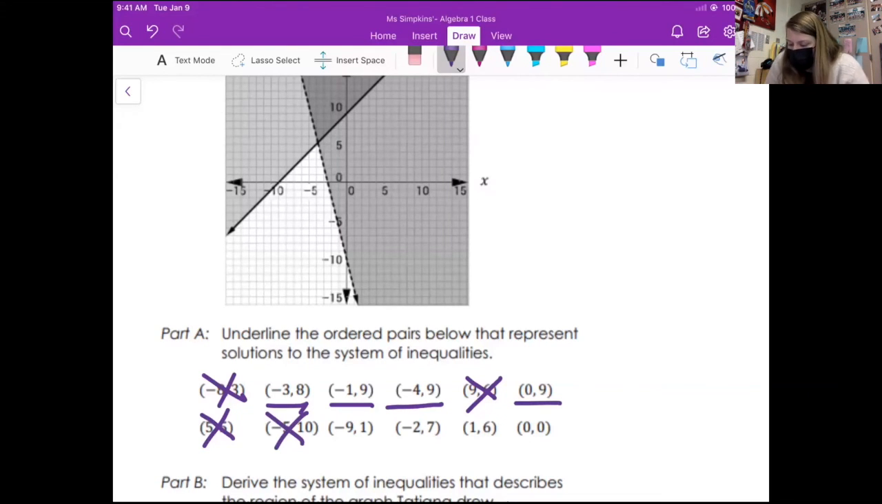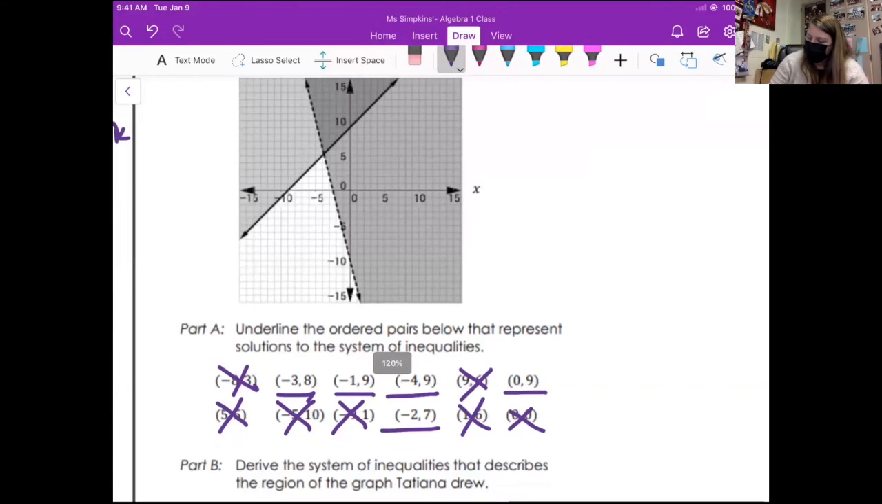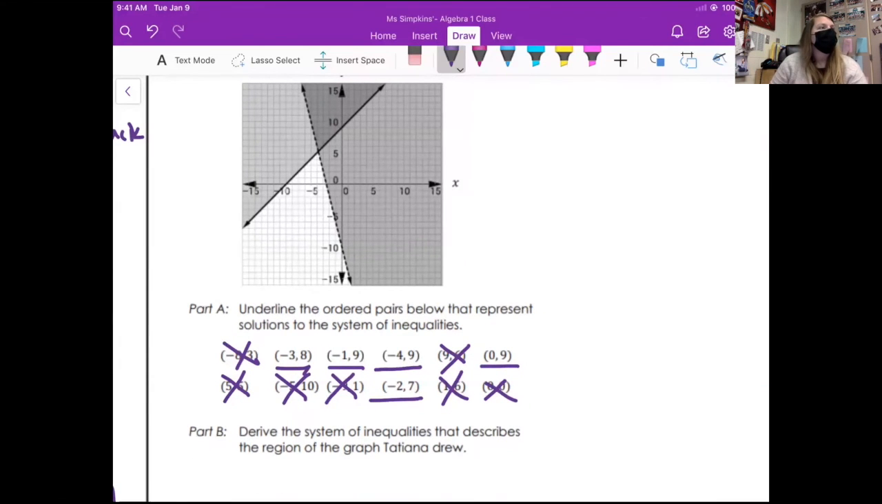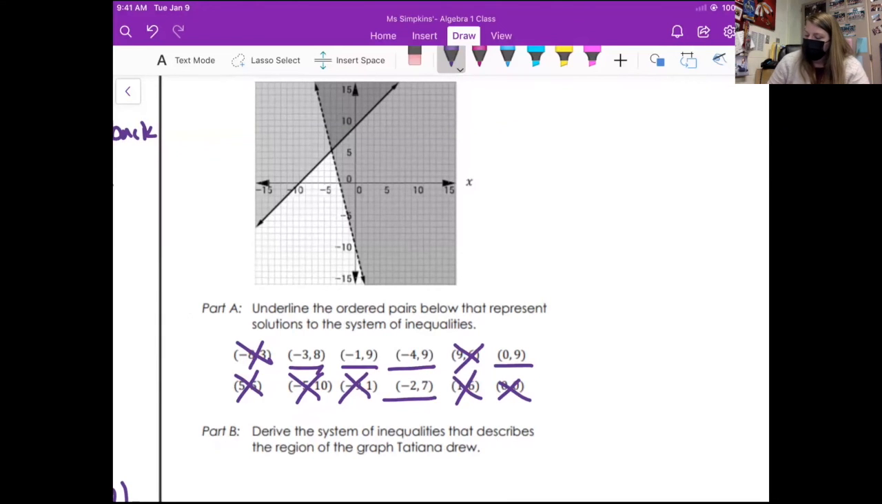What about -9, 1? No. What about -2, 7? Yes, it's on the line. It's on a solid line. 1, 6. No, 1, 6 is only in one shaded region. Easiest point on the graph, 0, 0. No. So the only ones that were there are -3, 8, -1, 9, -4, 9, 0, 9, and -2, 7. You thought it was going to be what? Oh, no, not necessarily.